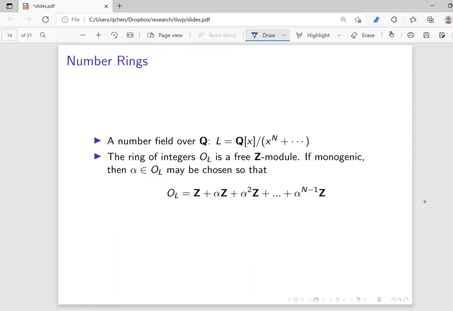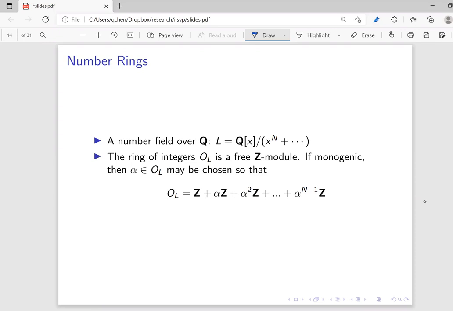So the ideal lattice basically comes from the number field and number ring. A number field over the rationals is basically Q[X] modulo an irreducible polynomial of degree n. And then the ring of integers in this field is actually a free Z-module. So if you see a free Z-module, then you can see that there's a connection to lattices.